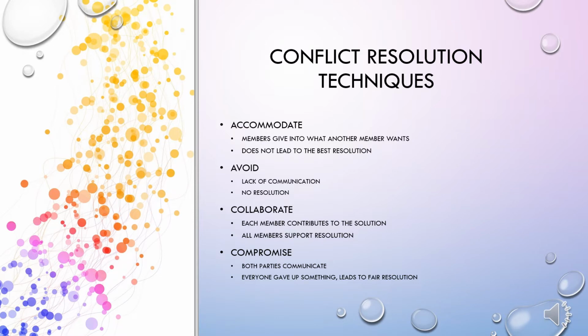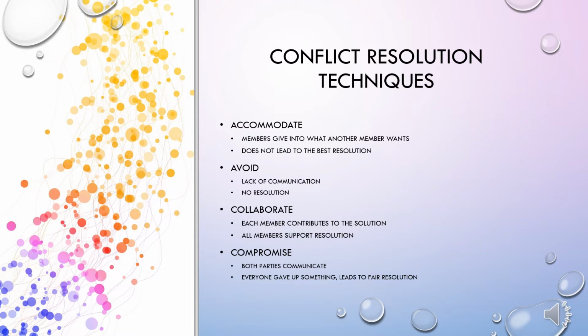So the first thing we need to cover is, when is conflict resolution needed? And the answer to that is pretty obvious. It's anytime someone in a group or in the project team has a problem with a decision that's being made or something that's happening. So in order to resolve this conflict, there are many different techniques you can use that will hopefully resolve the conflict in a way that makes everybody in the group happy.